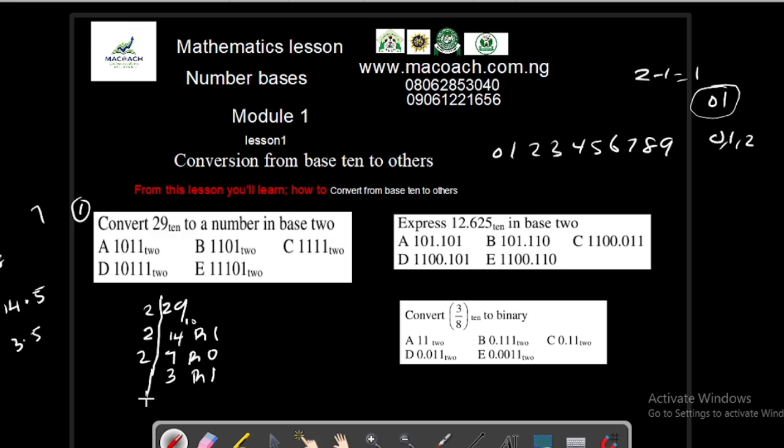Now we go again. 3 divided by 2 goes in 1 time. What will be the remainder? The remainder is 1. Now we go again until we get to 0. 1 divided by 2 is not possible because 2 is bigger than 1. Since it's not possible, you write 0 there, and write this 1 as the remainder. So it will be a remainder of 1.